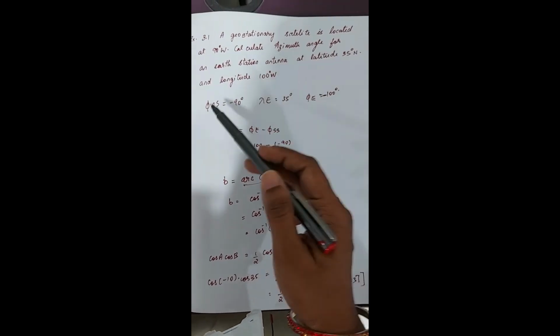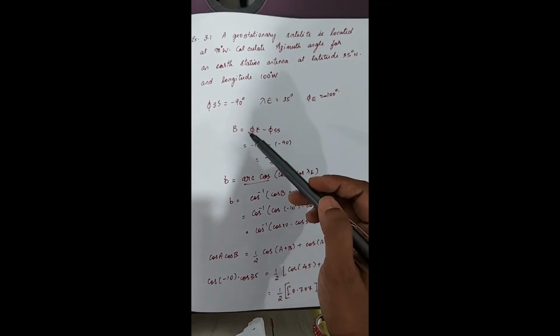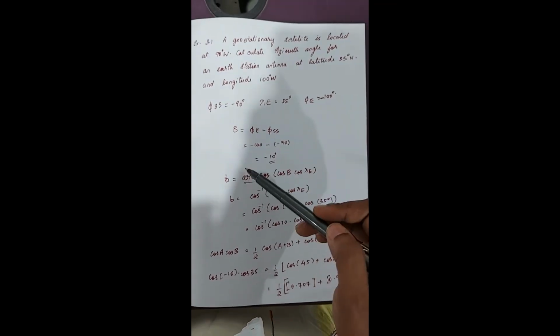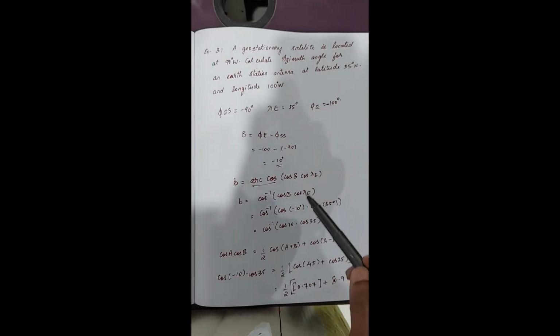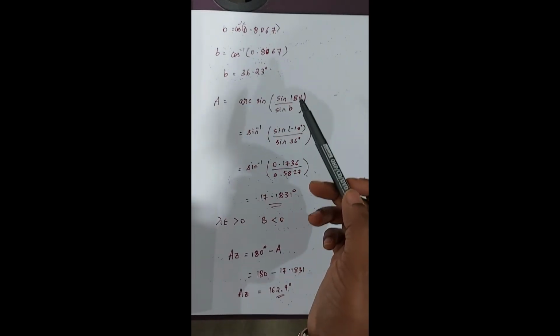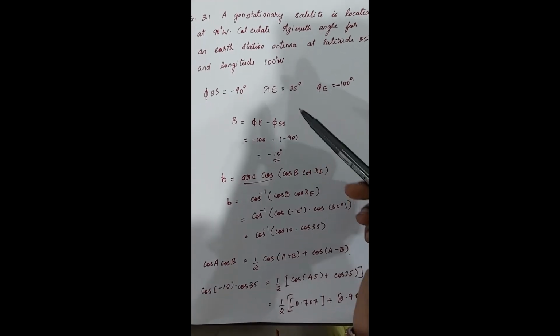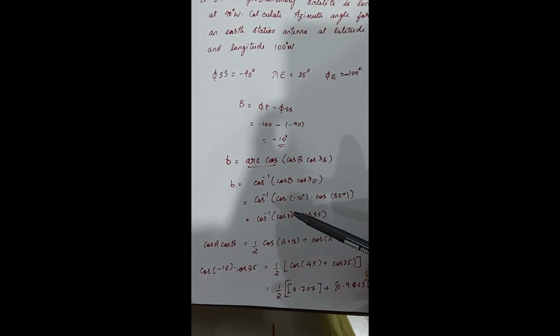So let me quickly recap what we did. For a geostationary satellite, these parameters are given, latitude and longitude values are given. We first find out the capital B value. Why are we finding capital B and small b? Because to find out the azimuth angle, capital A is required. To find out capital A, we need the value of capital B and small b, isn't it? So first we find capital B from the given data, that is minus 10. Since it's in the direction of west, we get a negative answer. Next, similarly we find out small b.